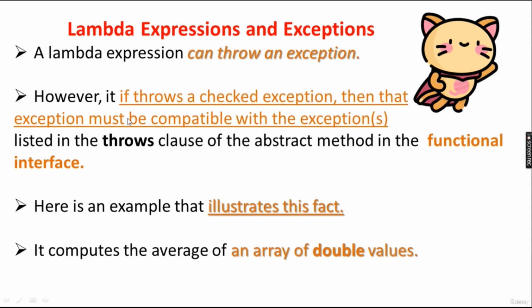For example, integer add throws illegal argument exception. Okay, so it must be the case in the functional interface definition. Here is an example that illustrates this fact. It computes the average of an array of double values. Okay.